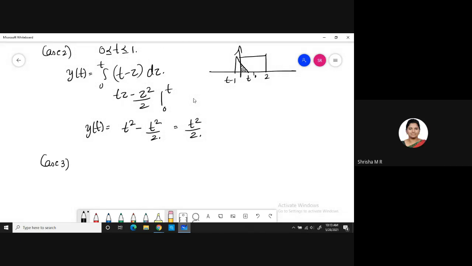So now take case 3. Case 3, t is between 1 and 2. Okay. So if t is between 1 and 2, what happens to this waveform? So you have 0 to 2, 0, 1, 2. T is between 1 and 2. So you'll have a waveform like this. So here you have t, here you have t minus 1. So what is the overlapping space?